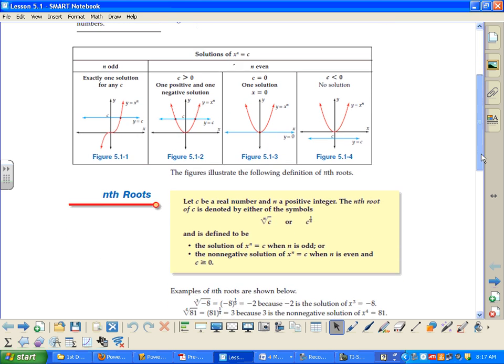Here is this chart, which tells us about solutions for x raised to the power of n equal to c. If n is odd, we have exactly one solution for any c. So there's always going to be at least one solution there. If n is even, then we could have two solutions, one solution, or no solutions, depending on the value of c.